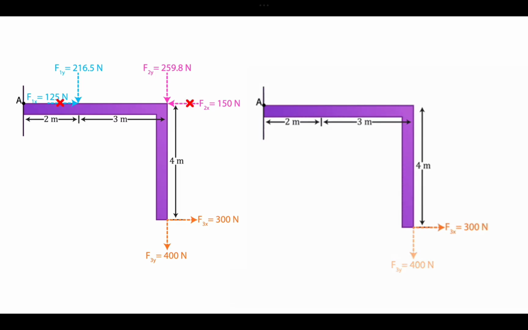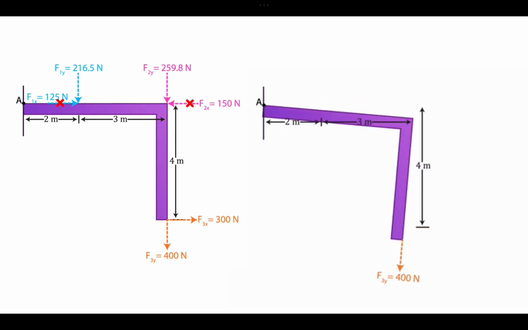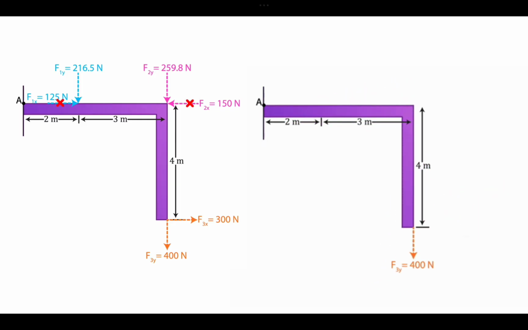All right, so we see that F3x has a perpendicular distance of 4 meters from the point of rotation, and F3y has a perpendicular distance of 3 plus 2 meters. F3x is counterclockwise and F3y is clockwise. So F3y will have a positive moment, but F3x will have a negative moment because it is creating a counterclockwise moment. So there is only one negative moment, created by F3x. The other three will be positive moments.